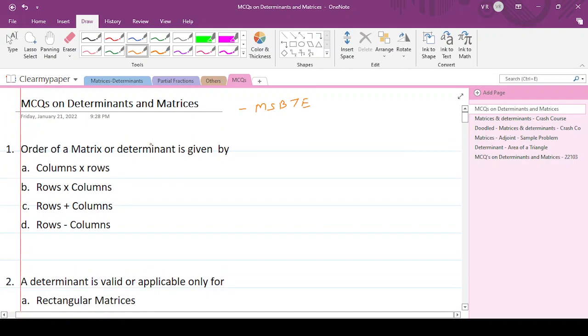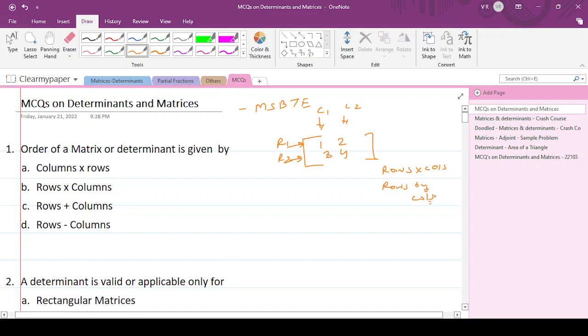Okay. All right. What is the first question? Order of a matrix or a determinant is given by, and then you have four choices. And if you remember, what is the order of the matrix? Let's say you have a matrix like this, with 1, 2, 3, 4. The order of the matrix is nothing but the number of rows and columns, and anything that is along the x-axis is a row. So this is row 1 and row 2. And anything that is parallel to the y-axis is column 1 and column 2. And you always write the number of rows followed by the number of columns. So it's rows by columns. It's not multiplication, it's just rows by columns.